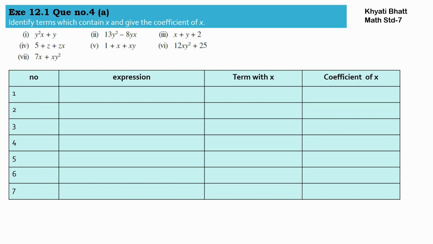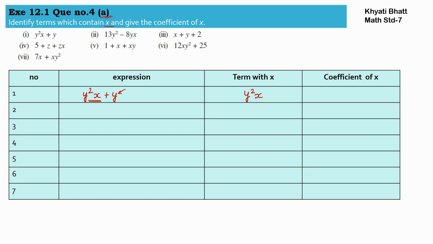Exercise 12.1, question number 4. A. Identify terms which contain x and give the coefficient of x. So first term here is y square x plus y. Here we have to write the terms which have x in them. In this term there is no x, so we have only this term. So the term with x is going to be y square x.